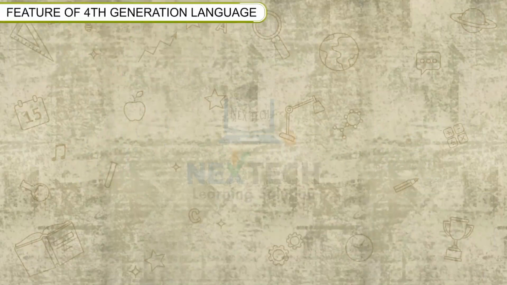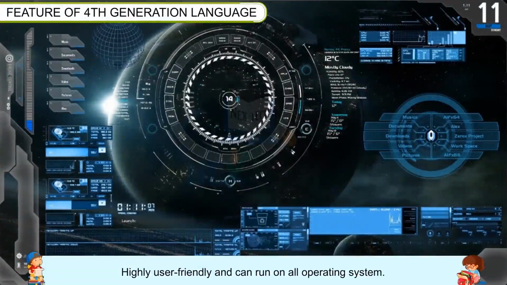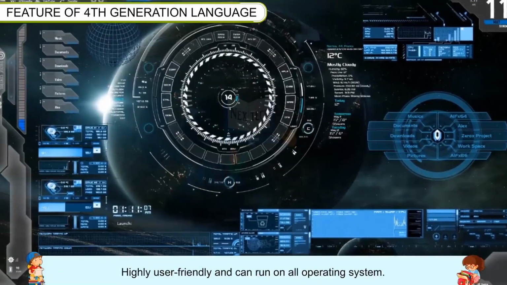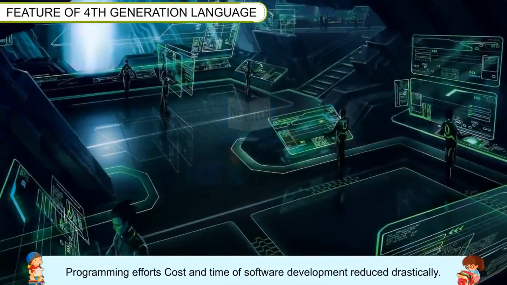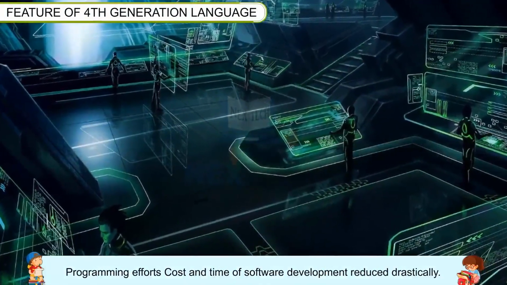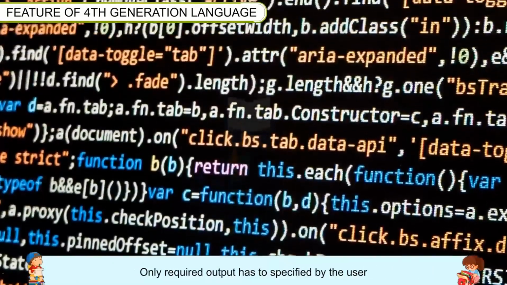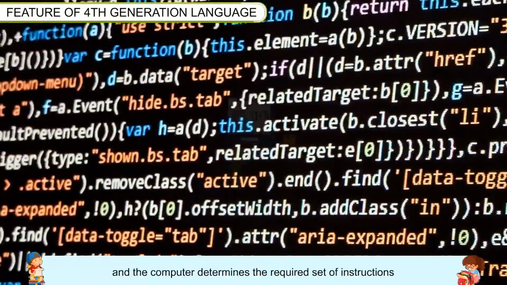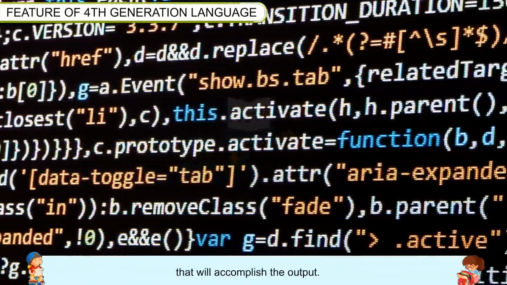Features of fourth generation language. Highly user-friendly and can run on all operating systems. Very high speed of execution. Programming efforts, cost and time of software development reduced drastically. Only required output has to be specified by the user, and the computer determines the required set of instructions that will accomplish the output.